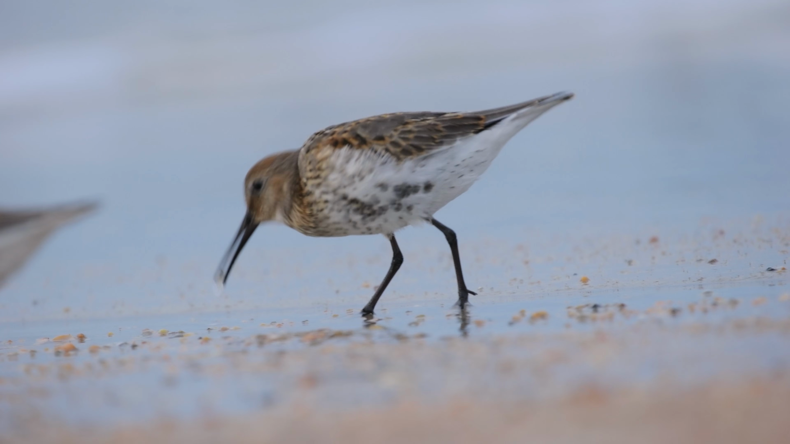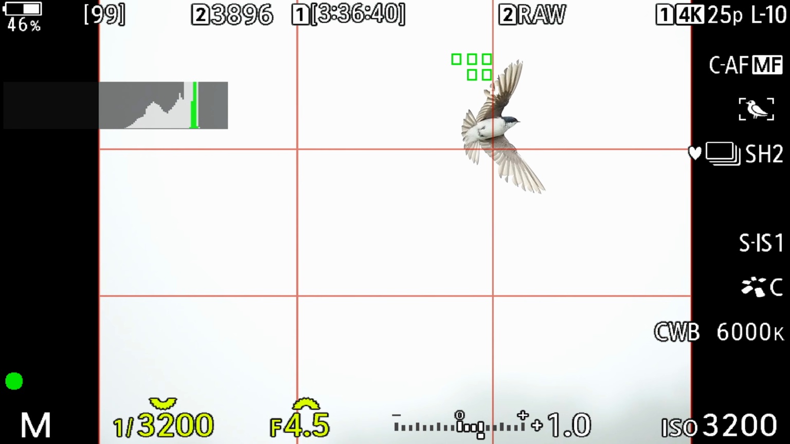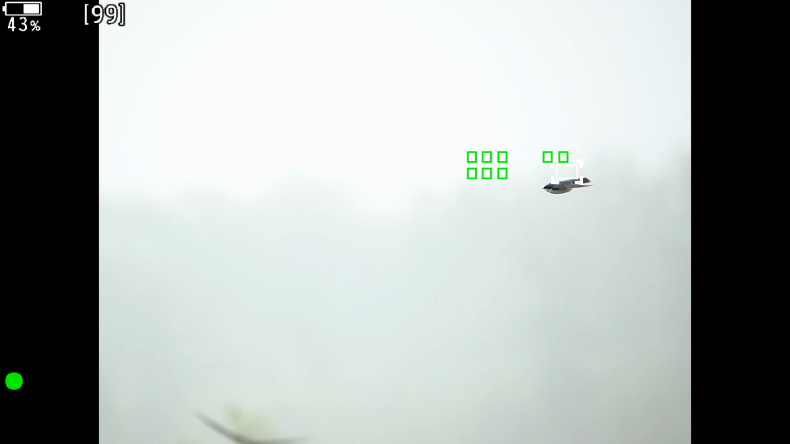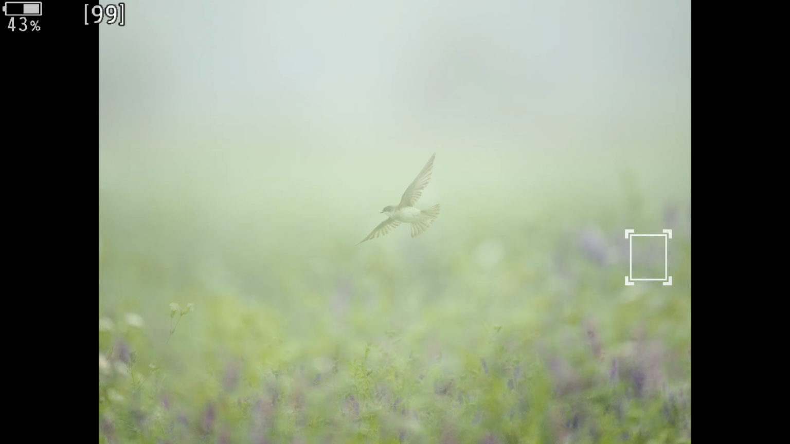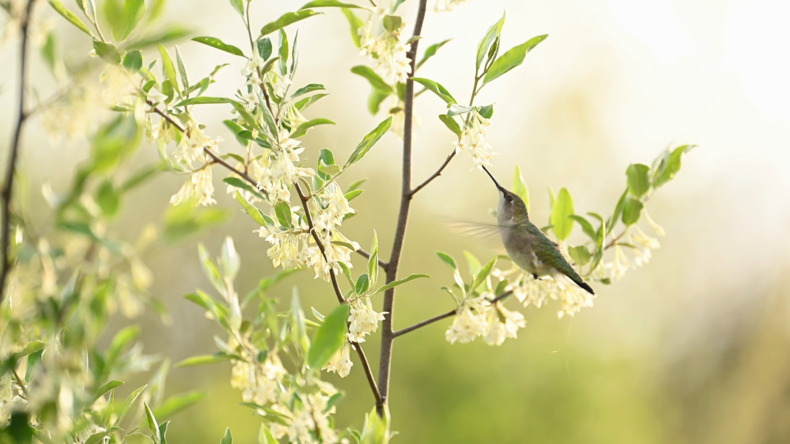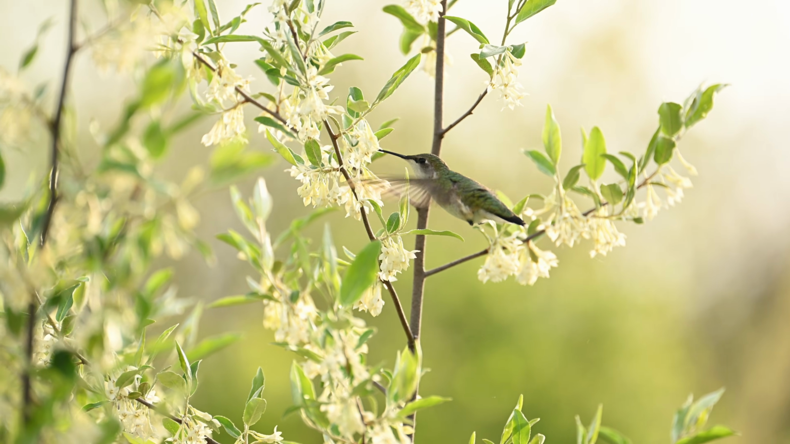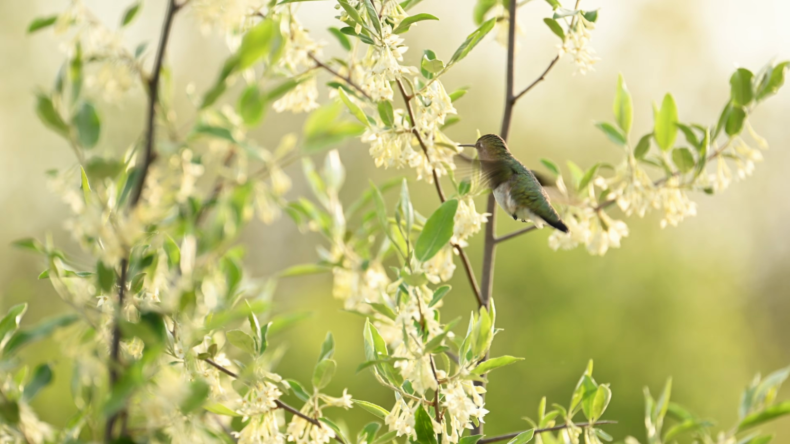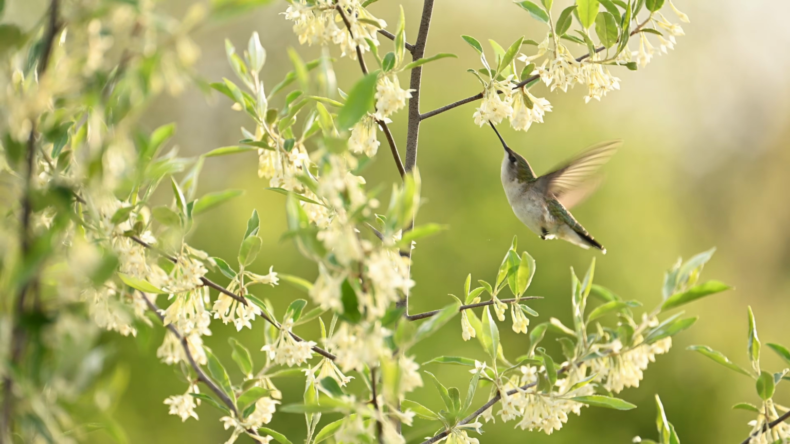And then if there's even more movement, think birds in flight, anything like that, you're going to need an even faster shutter speed. So go up to about 1/2000th of a second or higher to freeze that motion. The most important concept is the smaller the subject you're photographing, the faster your shutter speed is going to need to be to freeze any motion that that subject has.